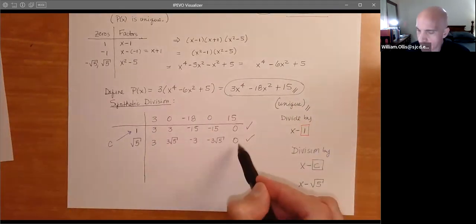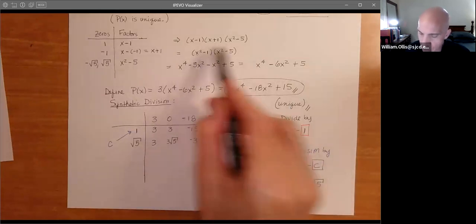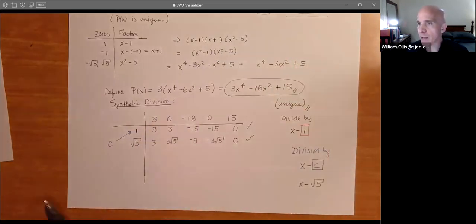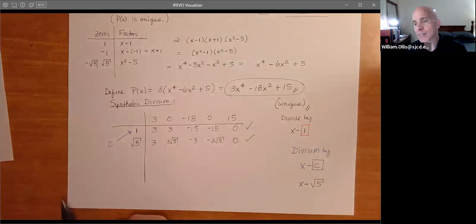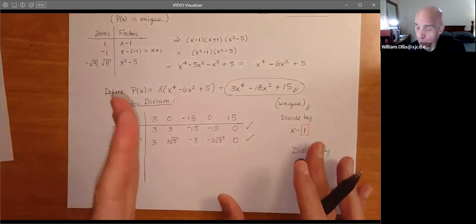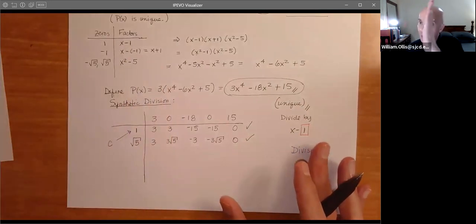So we know that we should get 0 here because we just built this, and we know that square root of 5 is actually a 0 because we made it that way. So with the synthetic process, we actually execute the division algorithm without having to do the long process of long division. So again, bring the leading coefficient down, multiply, add.